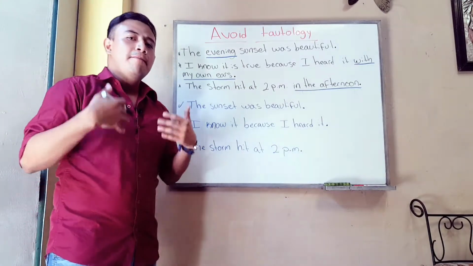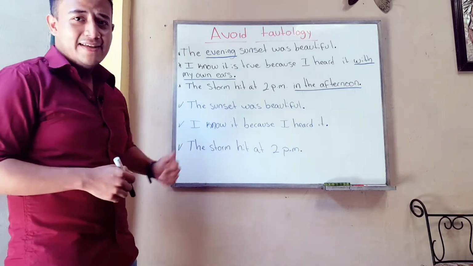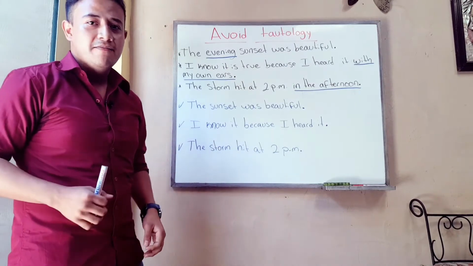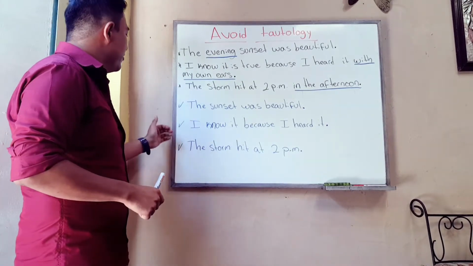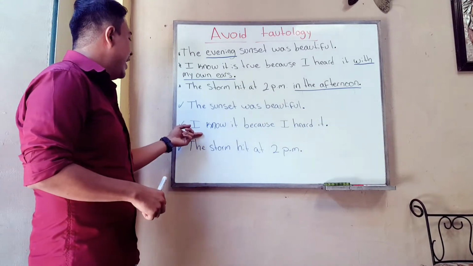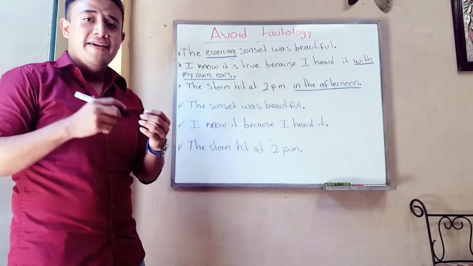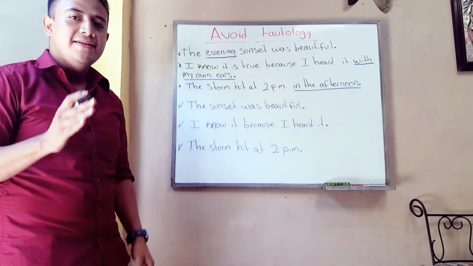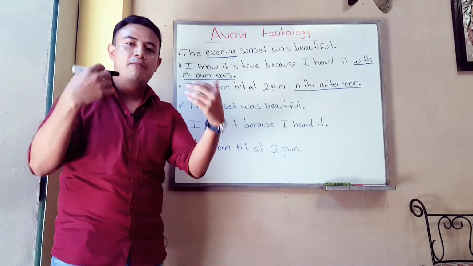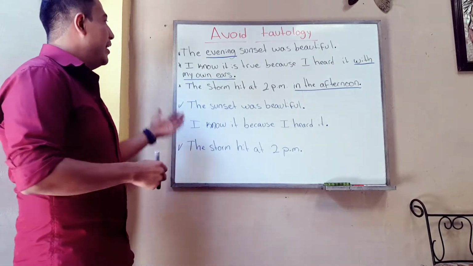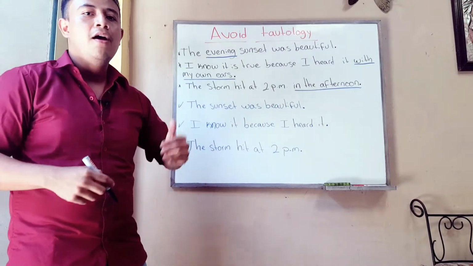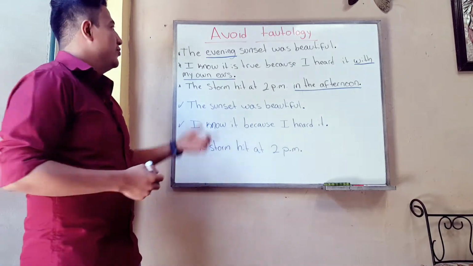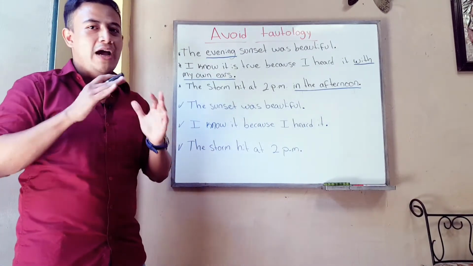So how can we make these sentences concise? Pretty simple. We have the first one that says the sunset was beautiful. Just that. And we are going to revise the second one, and we have I know it because I heard it. Pretty simple. And the last one, the storm hit at 2 p.m. So if you want to avoid wordiness, you have to also avoid the repetition of the words. And if you repeat too many words that mean the same, you are using tautology. So you have to avoid this.